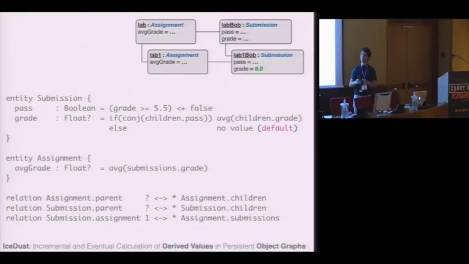So the last thing that we need to do is specify that this is a default value. And default value means the IceDust runtime will calculate the value for you from this expression, but you can override it. So it's a default value, but you can override it as a user. And we use this to specify the grade of students in the leaves of the tree, but also if we want to override Bob's complete grade for the course, we can override it.